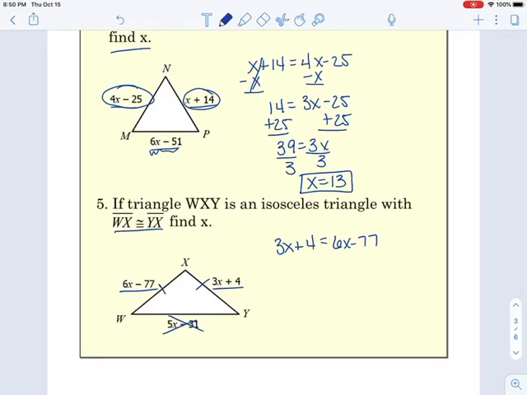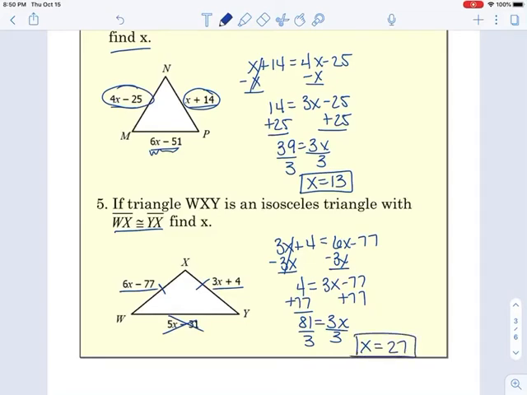Again, it doesn't matter what you do first here. I'm going to subtract 3x. Those will cancel, so I'm left with 4 equals 3x minus 77. I'm going to add 77 to both sides. You're going to get 81 equals 3x. Divide both sides by 3, and x is going to equal 27. Again, the question asked me to find x. I found x. I don't have to plug it back in. I'm done.